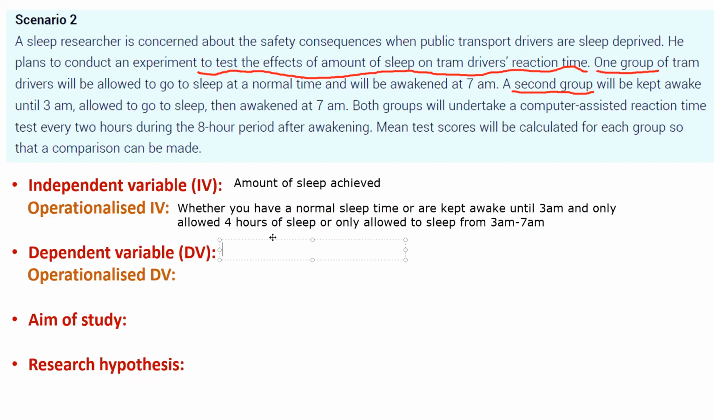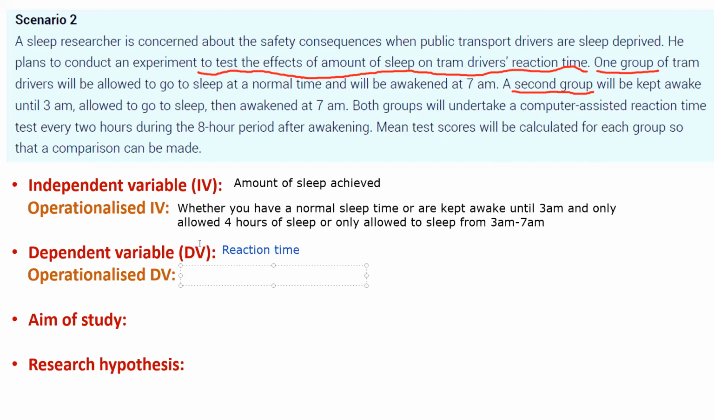So all of you guys, or most of you guys, said in the chat that it's reaction time. That's correct. Okay, so reaction time is basically our DV. Very important if you're a person driving a bus or a train. If something pops up in front of you, you need to be able to react in time. So that's obviously probably why they're measuring that variable there. Now, how are we operationalizing the DV? So obviously, I think that groups have to undertake a computer-assisted reaction time test, and then the mean test scores will be calculated from that, okay?